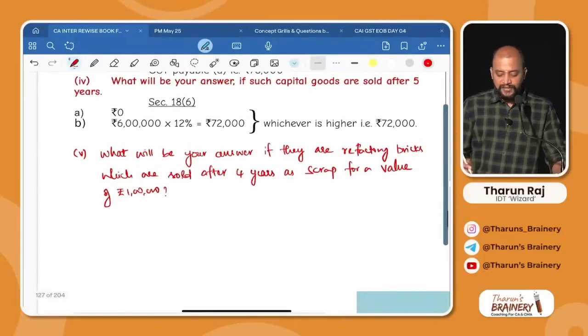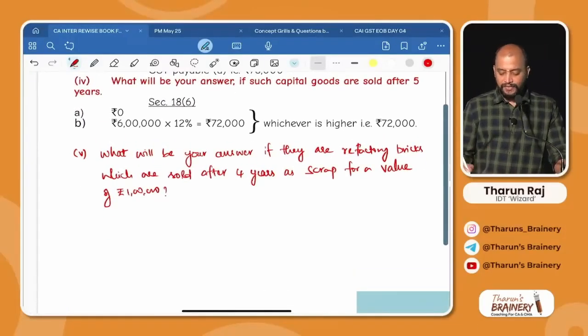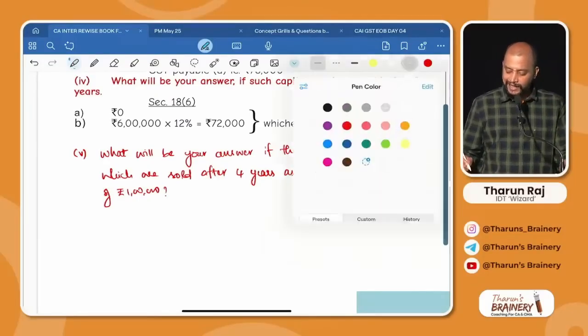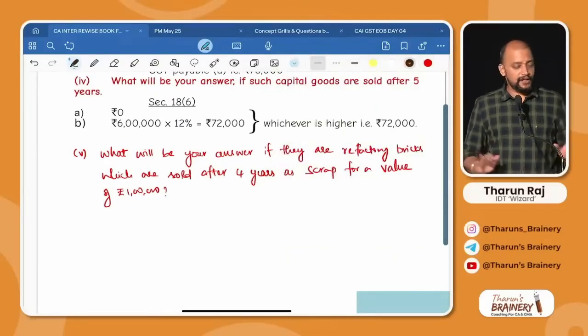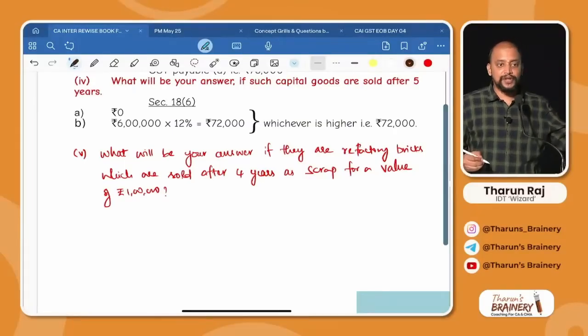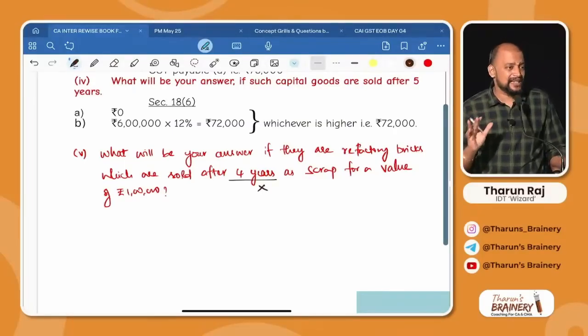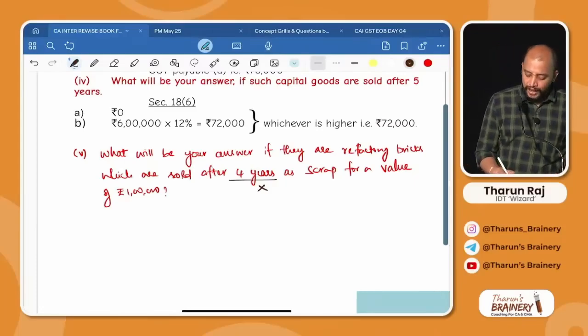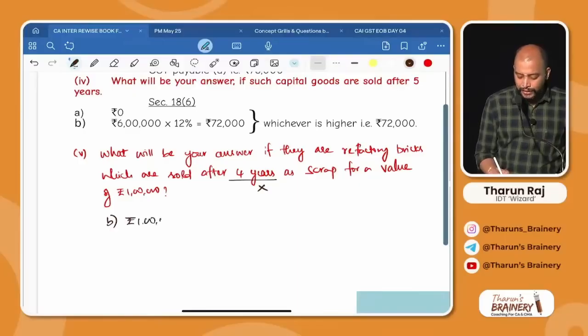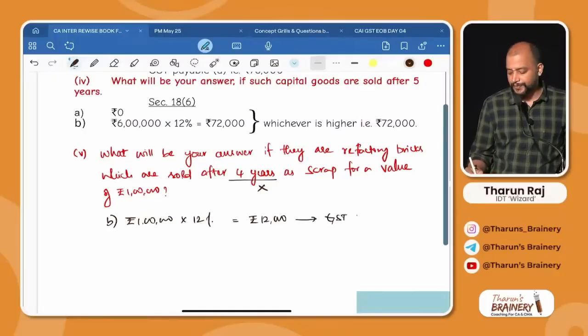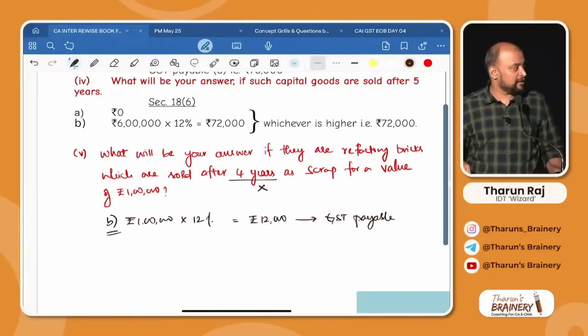Whether we will do A or B, whichever is higher? No, we will not do all those things. We will just take the sale value. Even if it is after 4 years or after 2 years, irrelevant. This 4 years point is irrelevant. Is it clear? We will take just B only. What is that B? That is 1 lakh. 1 lakh into 12% will be equal to 12,000, which is the GST payable. A will not come, only B will come. Okay.